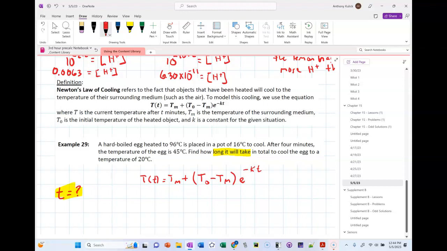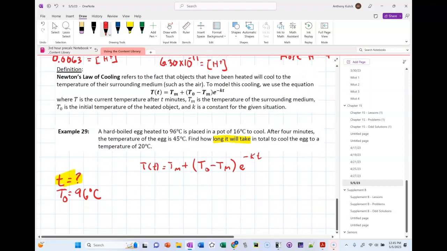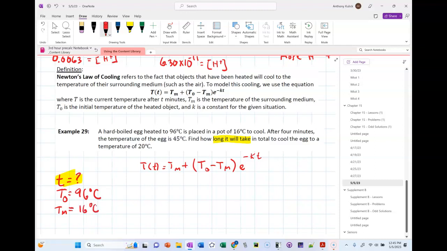So what is the 96 going to be? That's the T naught. Yeah, we pronounce that T naught, but I knew what you meant. So that's the temperature that the substance is heated up to. What's the 16? The surrounding. Yeah, the T_M, the surrounding temperature, is the temperature of the medium. All of those would be okay.